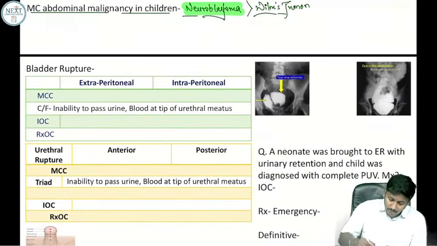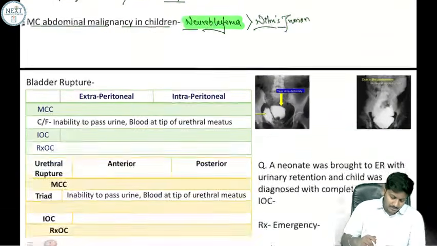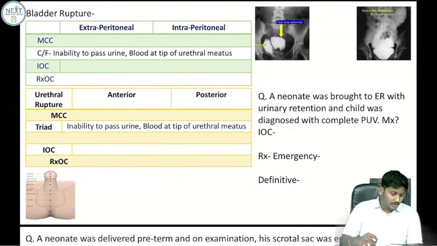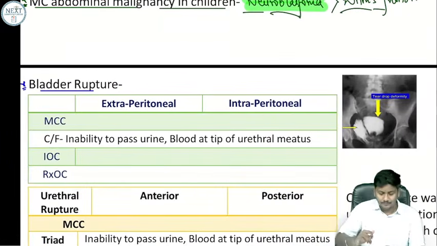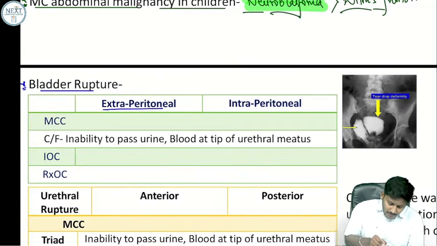Chalo. Next important, let's talk about a case of nothing else but bladder rupture, beta. We know, beta, that the urinary bladder is an extraperitoneal organ. So whenever the urinary bladder ruptures, there can be two types: an extraperitoneal bladder rupture can happen or an intraperitoneal bladder rupture can happen.